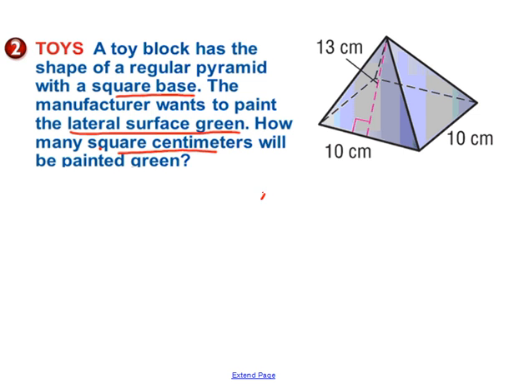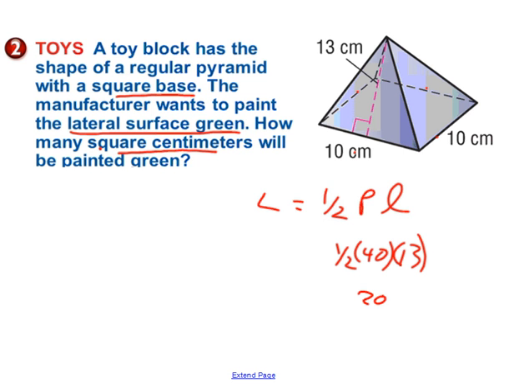Well, the lateral surface area is equal to 1/2 the perimeter times the slant height. The perimeter is 10 plus 10 plus 10 plus 10, or 40. 1/2 times 40 times the slant height of 13. 40 times 1/2 would be 20. 20 times 13 would be 260 centimeters squared. 260 centimeters squared would be my lateral surface area.